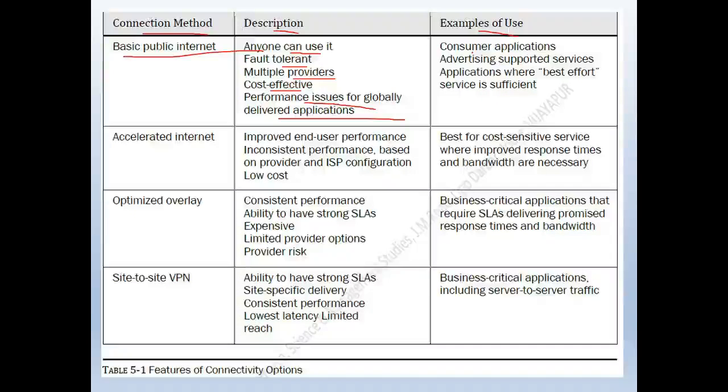Examples of who uses it: consumer applications. It is used for advertising supported services and applications where best effort service is sufficient.